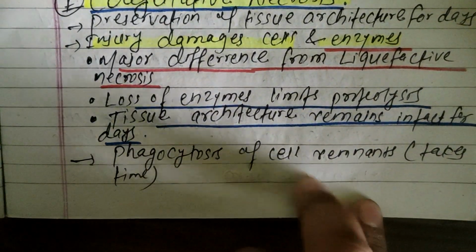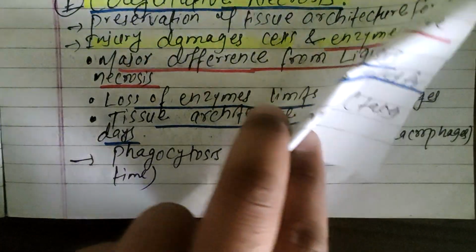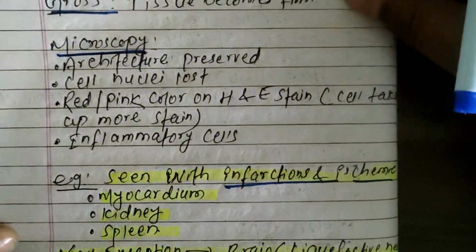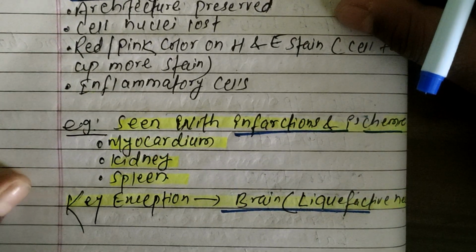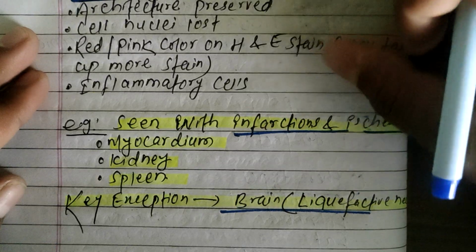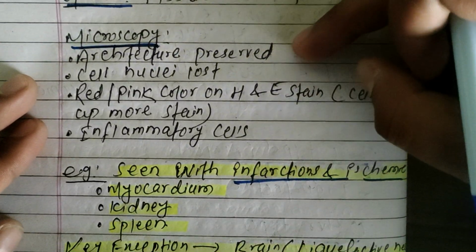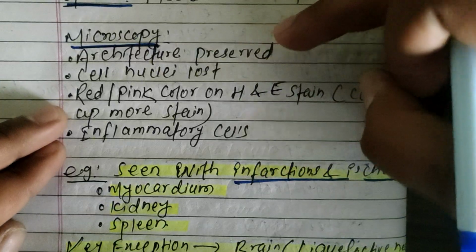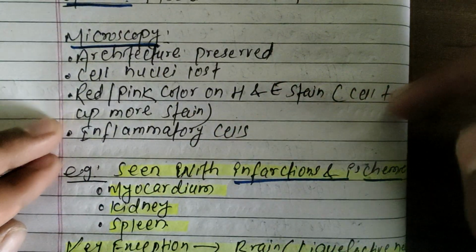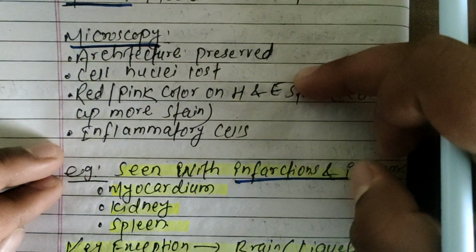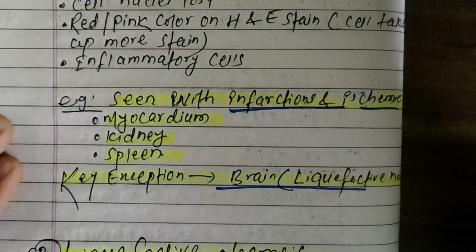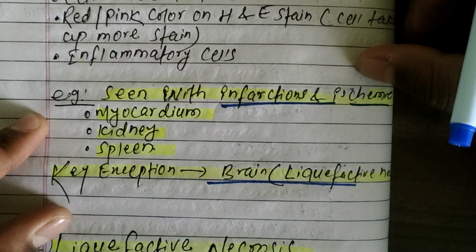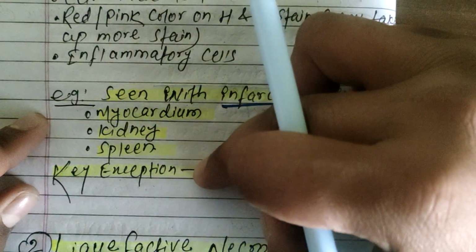And now the phagocytosis of the cell remnants takes place. In the gross appearance of coagulative necrosis, we will see the tissue becomes firm, and in the microscopic view the architecture is preserved. In the microscopy, we will see that the architecture of the cell is preserved, cell nuclei are lost, and there is a red or pink color on H and E stain, the cell takes more stain, and there are inflammatory cells. Examples are seen with infarctions of the ischemic myocardium, kidney, and spleen.